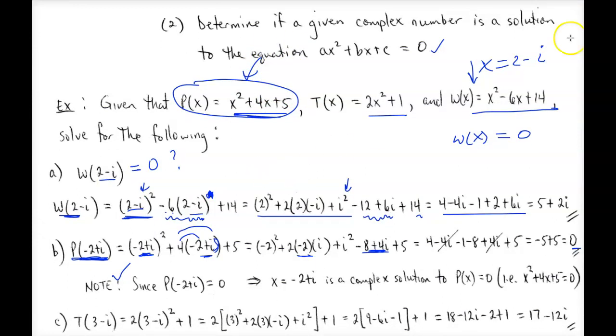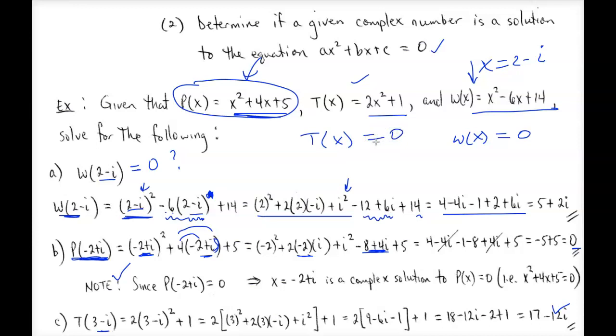And then for the last example, we just plug in 3 minus i into our t of x function to see what that outcome is, and we see that the outcome is 17 minus 12i. And of course, since it's not equal to 0, then we know that 3 minus i would not be a solution to the equation t of x equal to 0.